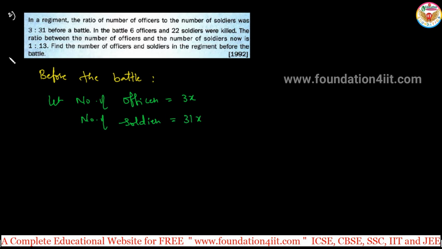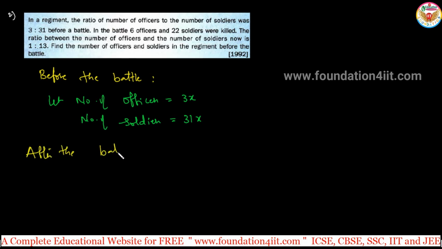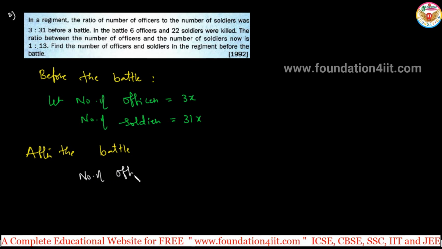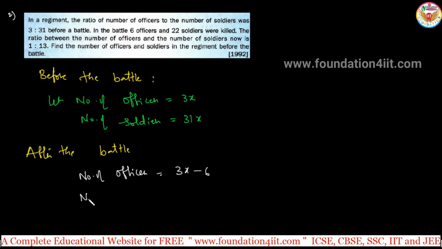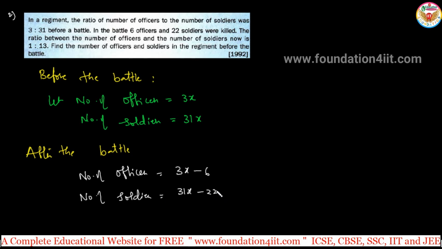Again, after the battle, the ratio is given, because after the battle 6 officers and 22 soldiers were killed. That means after the battle, the number of officers, if you observe, the previous one is 3x, and 6 were killed, so minus 6. Then after the battle, the number of soldiers is 31x minus 22, right? This is the statement.